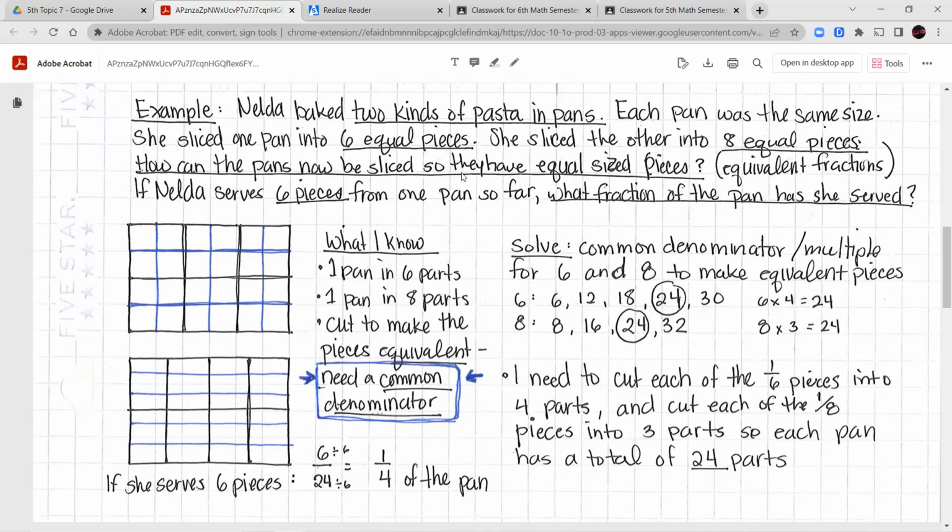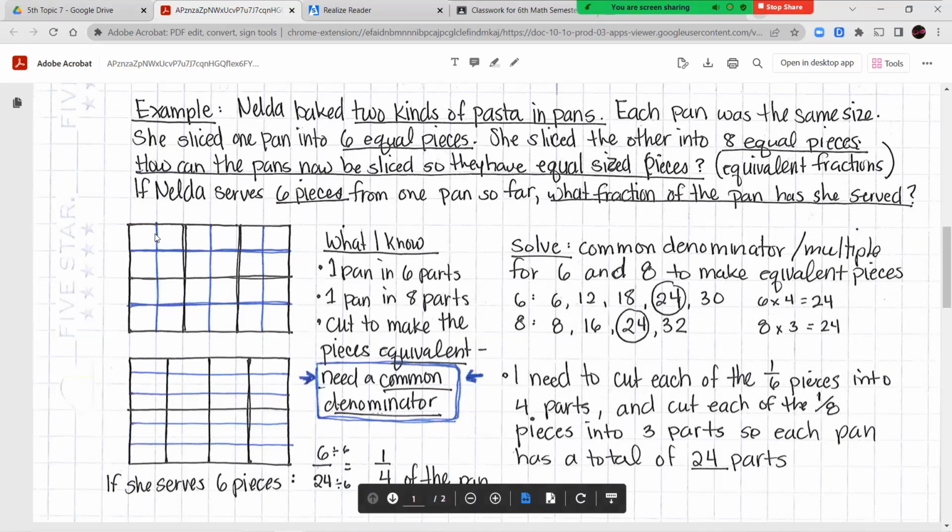Now, how do I get from 6 to 24? Well, 6 times 4 is 24. Okay. So the tray that has 6 pieces, each one of those pieces needs to be cut into 4 pieces. So this is where the blue lines come in. You can see each one of these black squares is cut into 4 little blue squares.